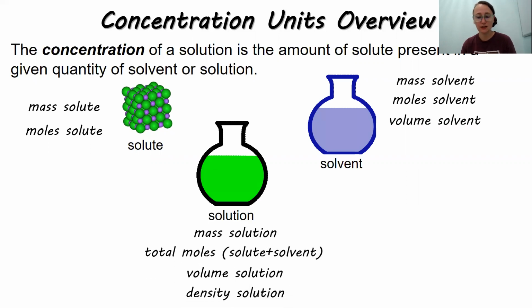And then when you put them together, the solution will have its own description, its own properties. You could have the mass of the solution, which is made up of the mass of the two components. You could have the total moles of the solution, which is the moles of solute plus the moles of solvent. You could have the volume of the solution, and those aren't necessarily additive. When you add a solute to a solvent, it may not change volume, or it might change the volume significantly where you have to consider it. And then you could have the density of the solution, and that's a special property of just the solution.